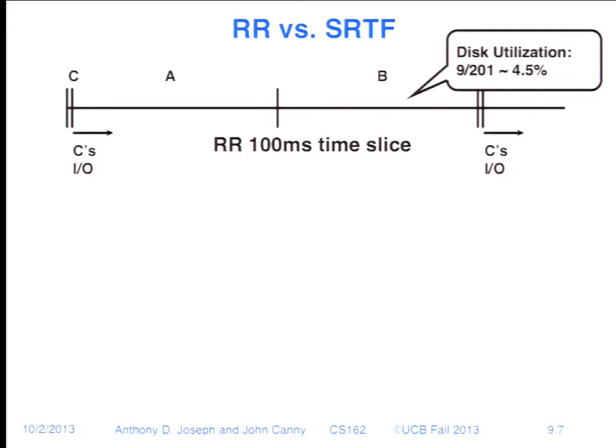So we're again assuming that the disk I/O is being overlapped with the CPU. So there's a total of 201 time slices, because it's 1 plus 2 plus 100 plus 100 chunks of CPU, and then just 9 milliseconds of disk. So it's about a 4.5% utilization of the disk. Okay.